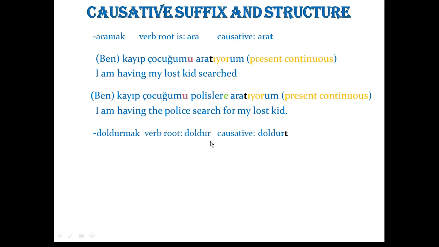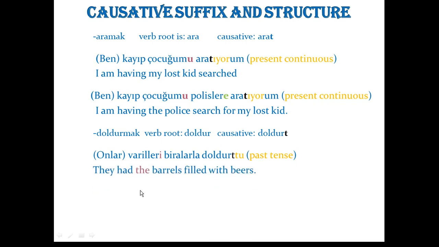Doldurmak, the verb root is doldur, ending with an r letter this time, is different from the previous ones, which were ending with a vowel, and it is two syllables: doldur. The causative form is doldurt. Onlar varilleri biralarla doldurttu. In the past tense, they had the barrels filled with beers.